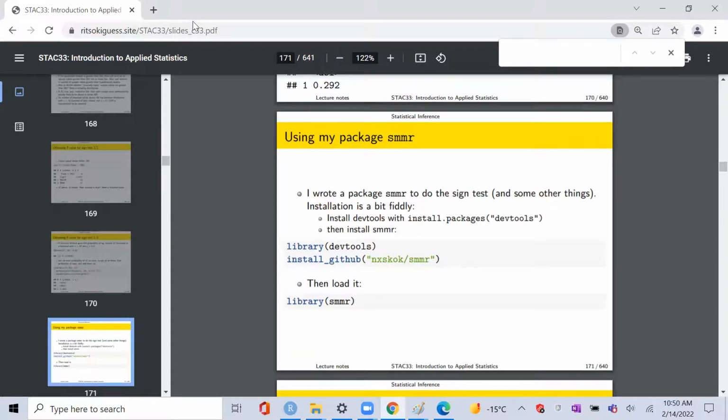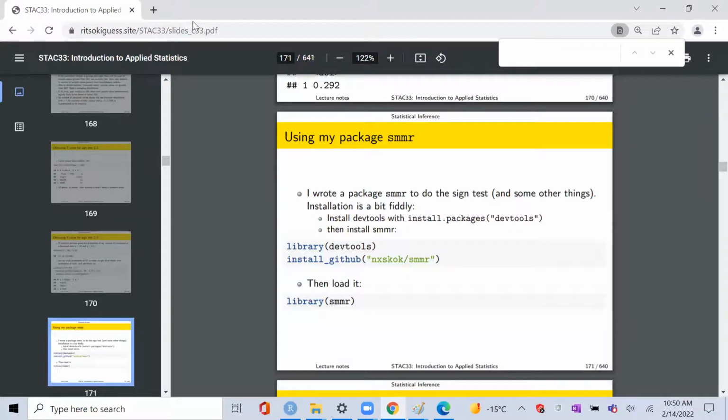His package is in his GitHub, right? So you need devtools to be able to use install_github to find his package. You cannot install his package SMMR from CRAN. It's not there, it's on GitHub.